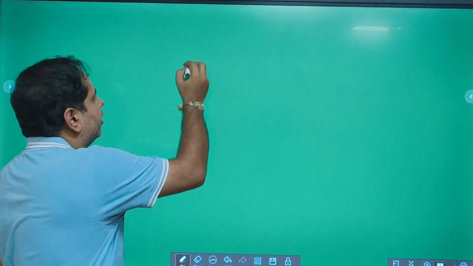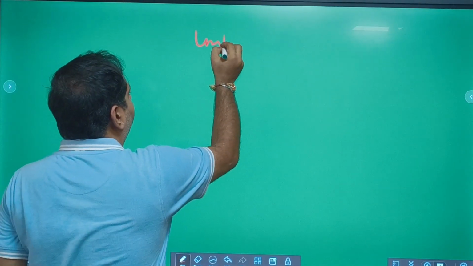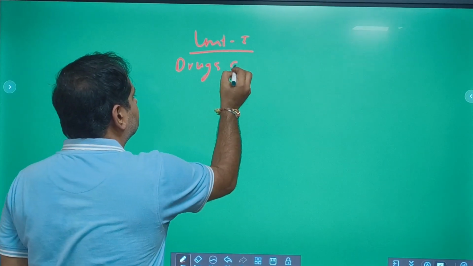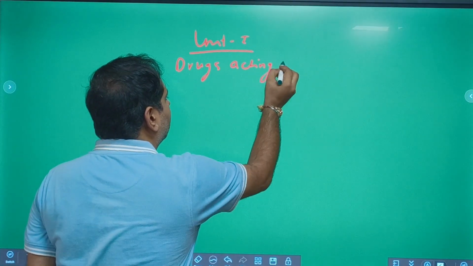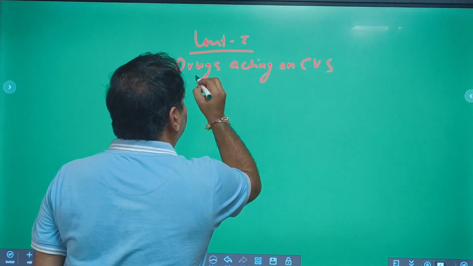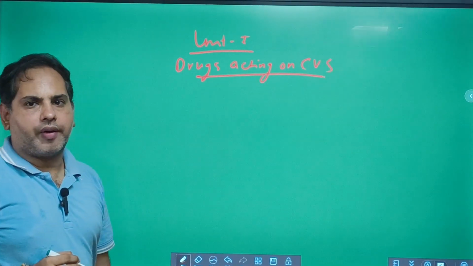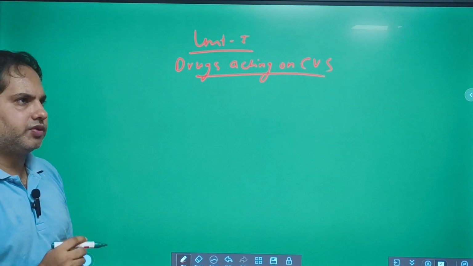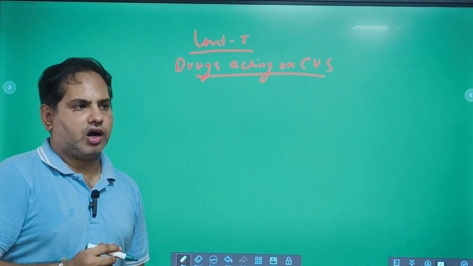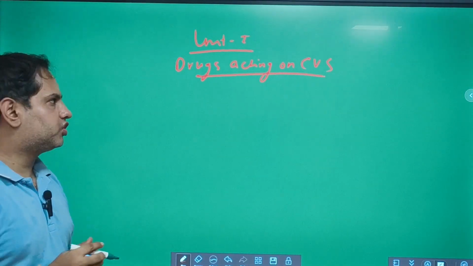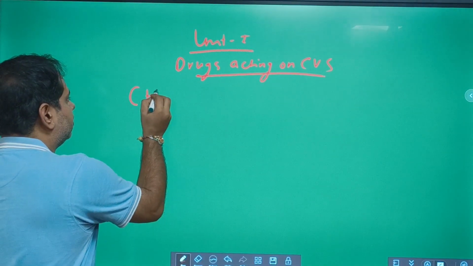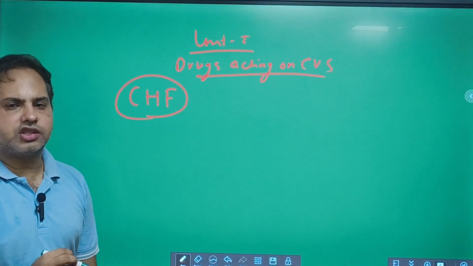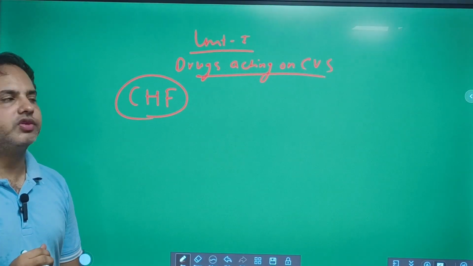So now in unit 1, drugs acting on cardiovascular systems, right? So the first drugs which we are going to discuss are drugs which are used in the treatment of CHF, congestive heart failure. So what are the drugs which we are using for the management of CHF, that we are going to discuss.